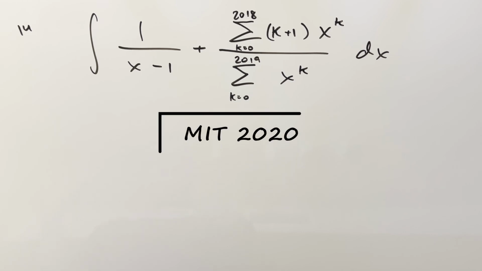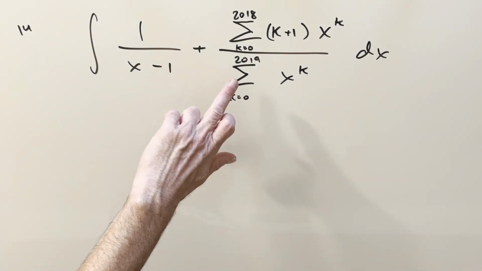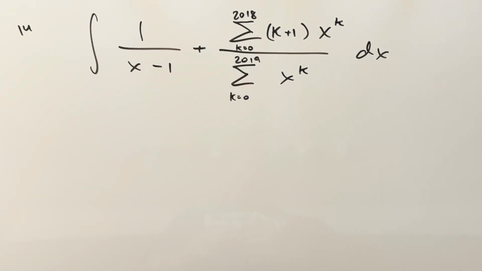Okay, we have here something from MIT 2020, number 14. We have this integral of 1 over x minus 1 plus this kind of fraction of two sums right here, dx. I was looking back, I noticed I did this problem before 2 years ago, and today I want to do it with a different method.